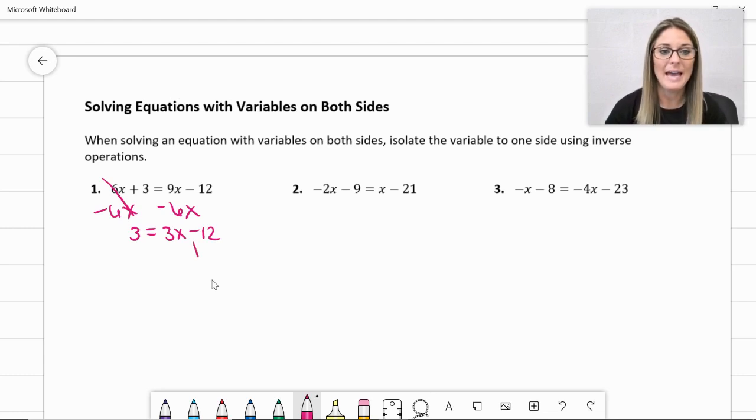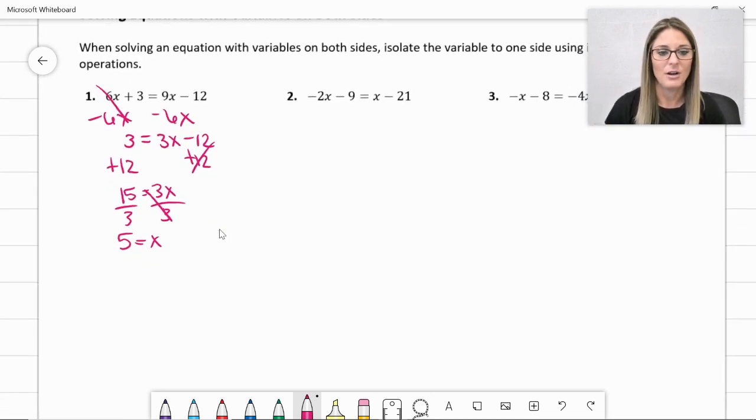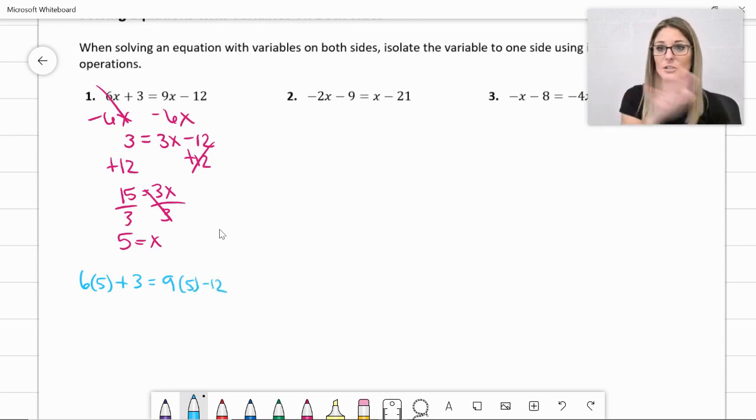I want to add 12 to both sides. 3 plus 12 gives me 15 equals 3x. And then finish isolating x, dividing both sides by 3. 15 divided by 3 is 5. And as we have mentioned before with equations, you can always check your answer. So if I plug in the 5 in place of x in the original equation and simplify, these two sides should be equal.